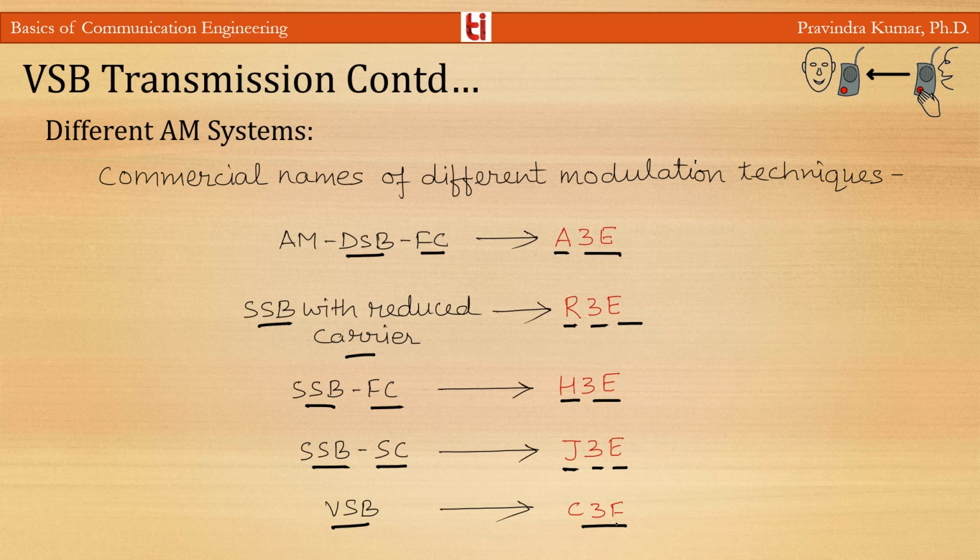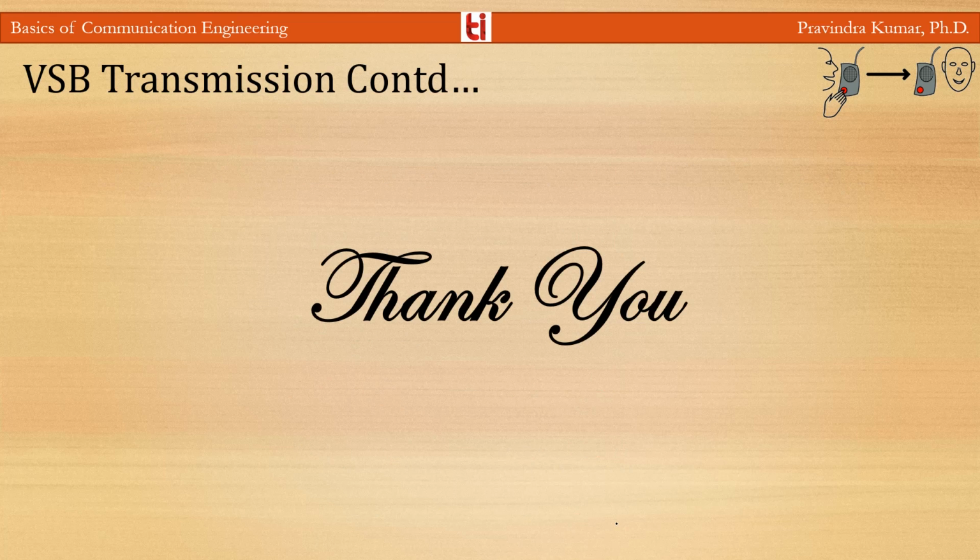So this is the end of this lecture. Here we have discussed vestigial sideband modulation and demodulation. Also we have discussed the AM transmitter and AM receiver. This was the 12th lecture of the lecture series of Basics of Communication Engineering. In the next lecture, we will go to the next unit, the second unit, where we will discuss frequency modulation. Till then, thanks for listening to this lecture. Thank you.